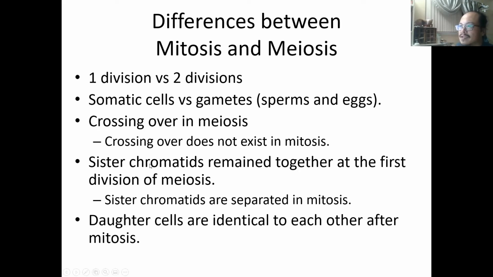In the meiosis, the first division is the homologous division. The sister chromatids are separated in the second stage. And after the meiosis, the daughter cells are totally different from each other, but after the mitosis, the daughter cells are identical to each other. So that's that.